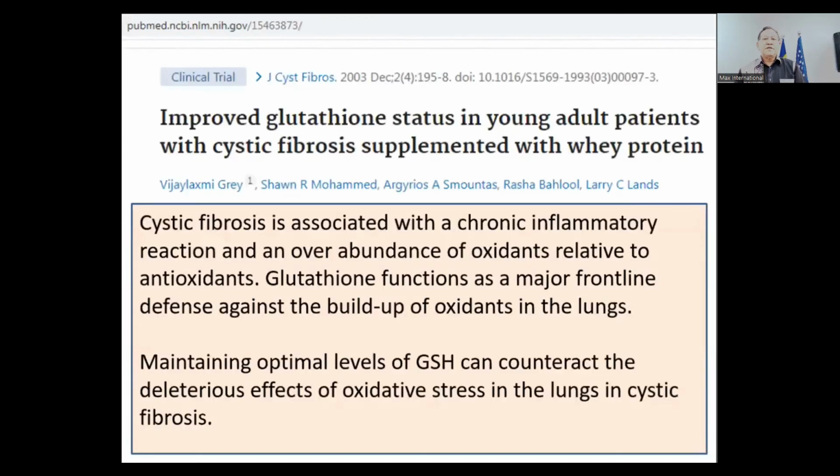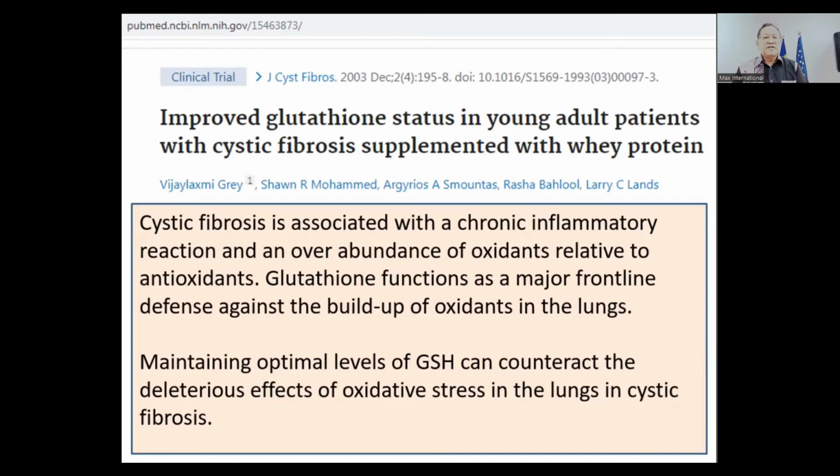Okay, next is cystic fibrosis. This is a genetic disease affecting the lungs, mainly because of the genetic defect. The sufferers have very thick mucus that will cause them lots of problems. Cystic fibrosis is associated with a chronic inflammatory reaction and an overabundance of oxidants relative to antioxidants. So you end up with oxidative stress.